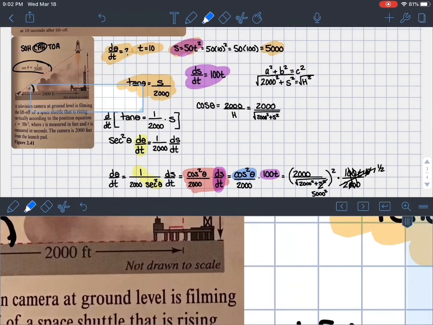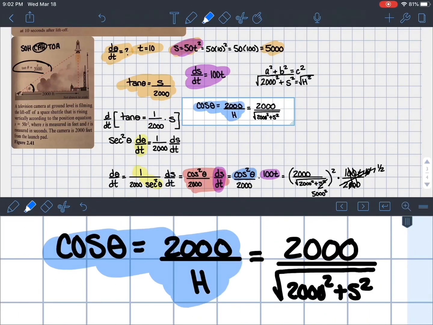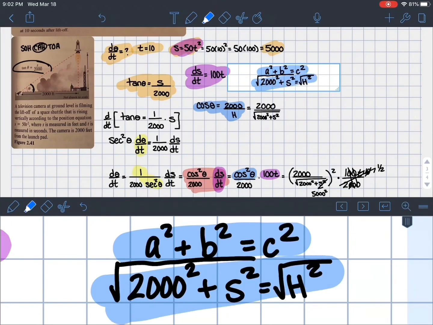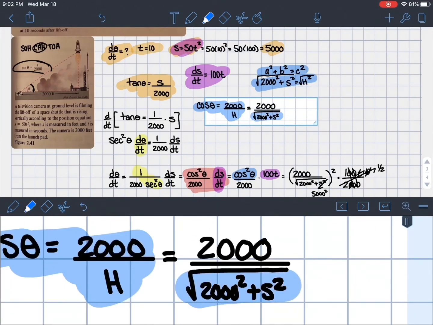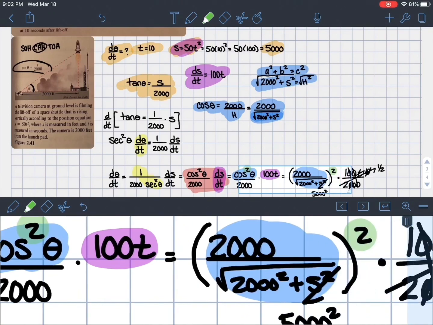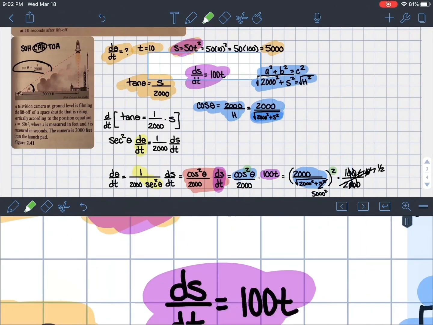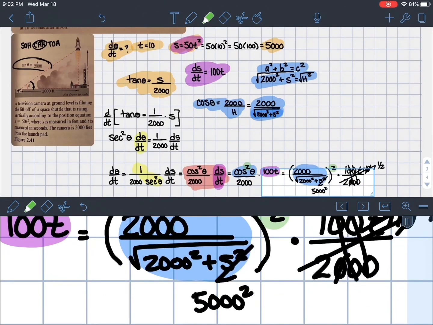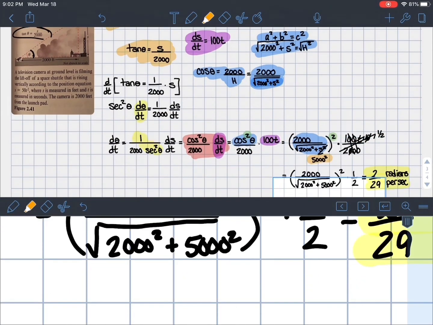Cosine squared, I used SOHCAHTOA and solved for that. I was missing an h, so I found my hypotenuse and stuck that in as well. The blue piece comes in and is squared, because remember cosine was squared. That's the green bit showing you there. When we fill in our s, 5,000, and t, 10, we'll be done.